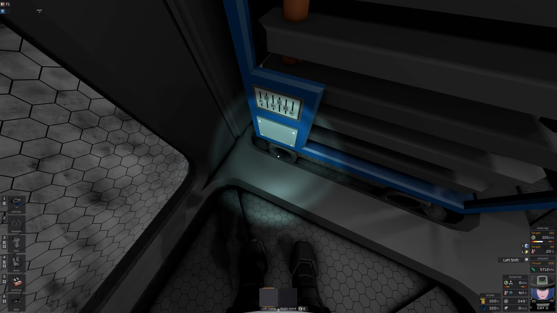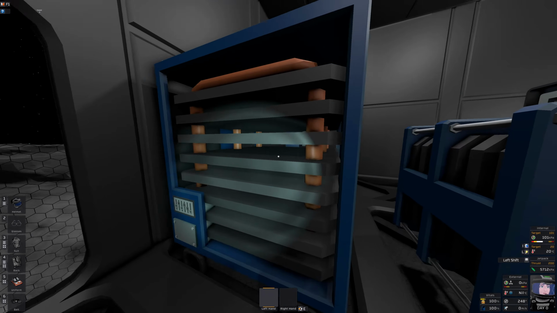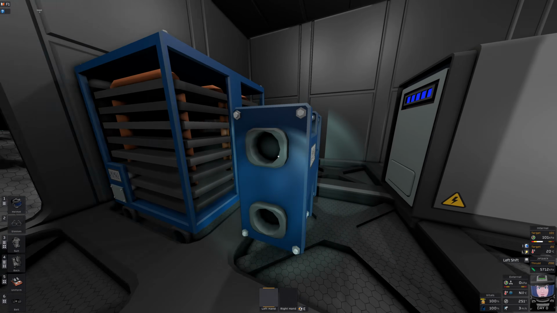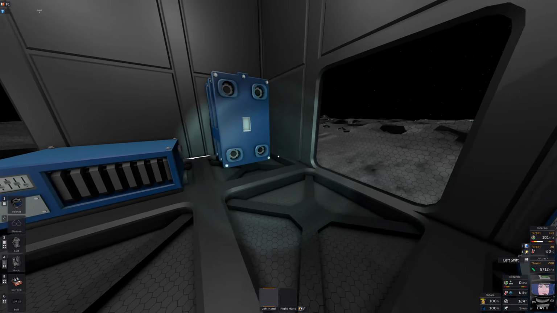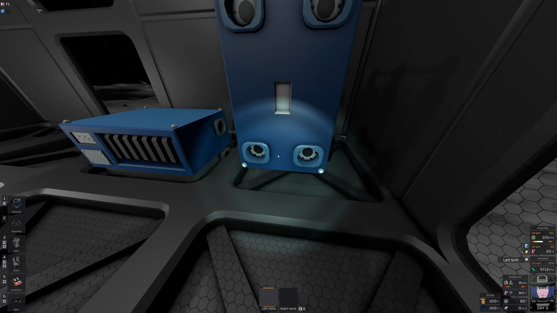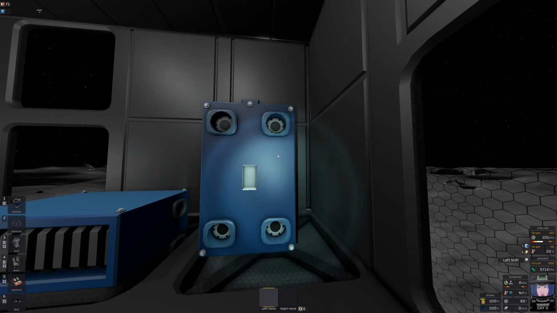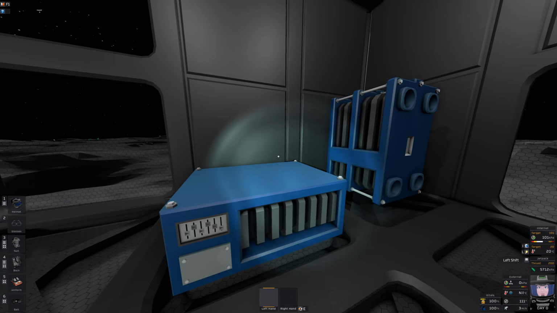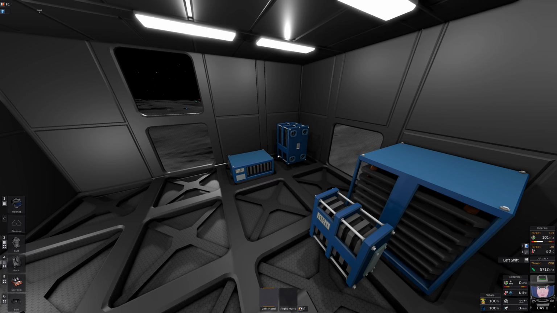Direct heat exchangers, where you connect something here and connect something here and then it exchanges thermal energy. Same here in the smaller form. And flow heat exchangers, where something is piped in and piped out on both sides and then it exchanges heat. And of both of these types, we have small ones and big ones.